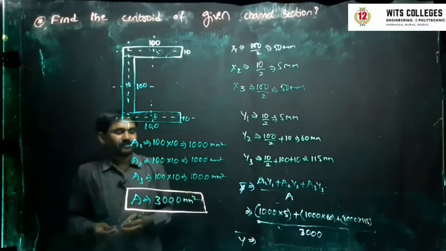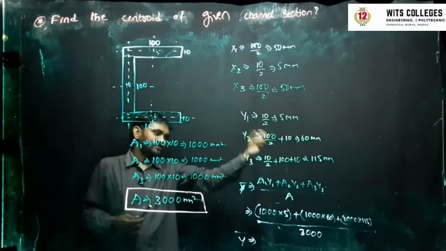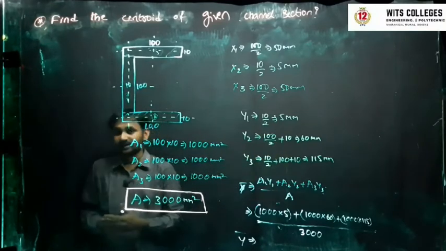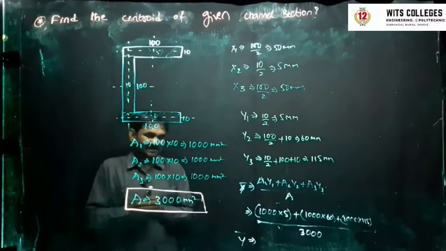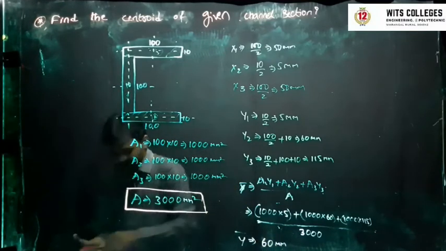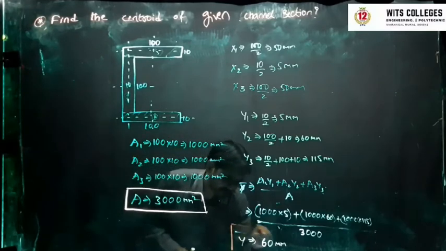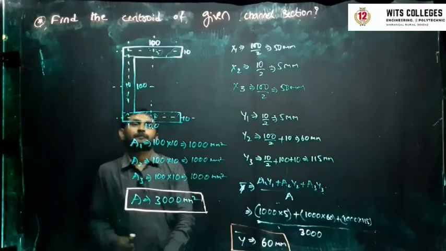When I calculate the y bar and substitute all, 1000 into 5 plus 1000 into 60 plus 1000 into 115 by 3000, I'll get a value of y bar. My y bar value will be 60 mm. So if you do that in calc, you will get 60 mm. So this is my y bar, 60 mm.